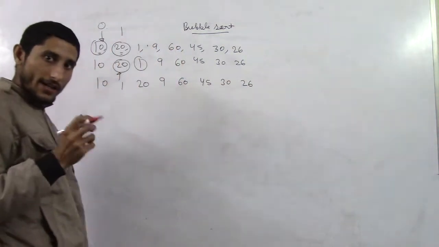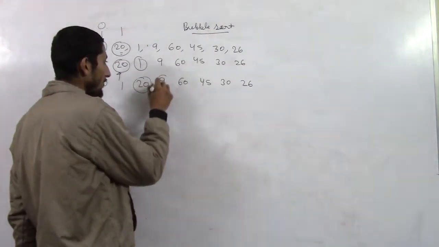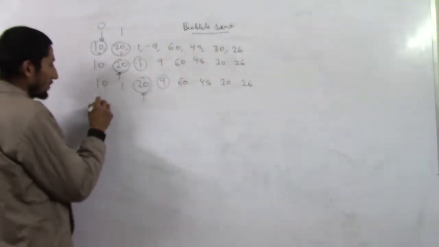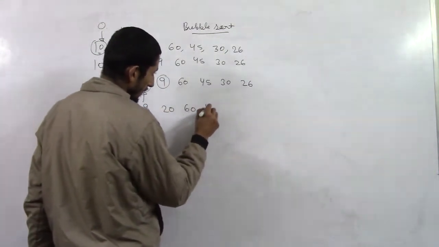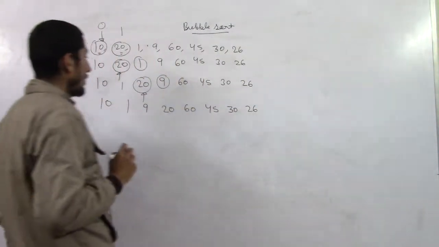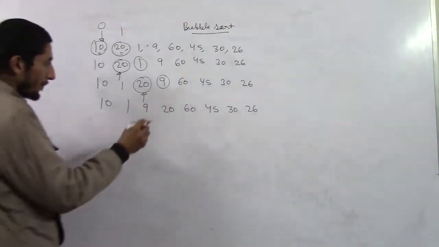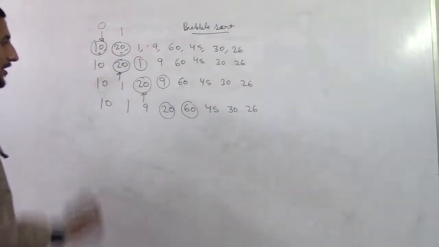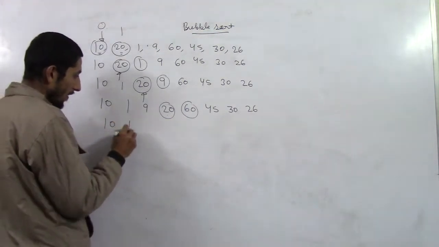Now I will again increase the pointer, and I will compare the value of 20 and the value of 9. What will happen? I will again swap the values. So let me swap. Following this, I will again increment the pointer, and I will compare the value of 20 and the value of 60. So 20 is smaller and 60 is greater. So I am not going to perform swapping.